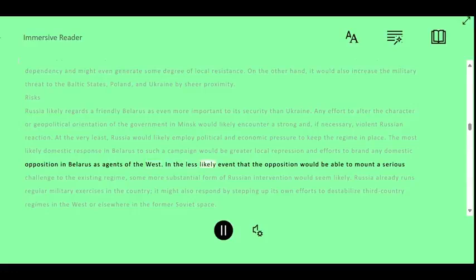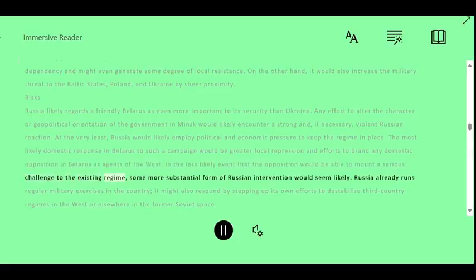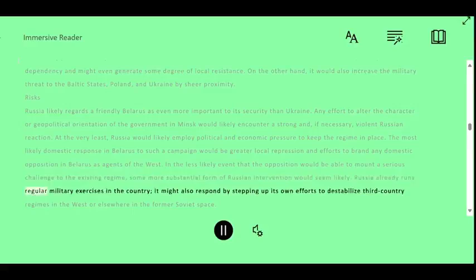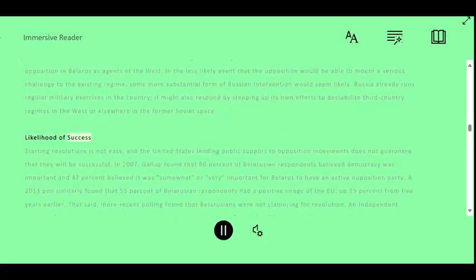In the less likely event that the opposition would be able to mount a serious challenge to the existing regime, some more substantial form of Russian intervention would seem likely. Russia already runs regular military exercises in the country. It might also respond by stepping up its own efforts to destabilize third-country regimes in the West or elsewhere in the former Soviet space. Likelihood of success.